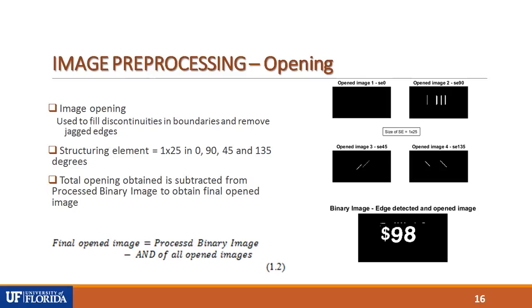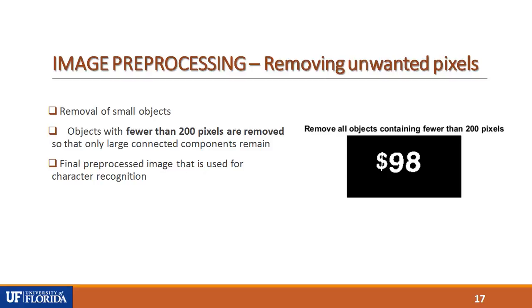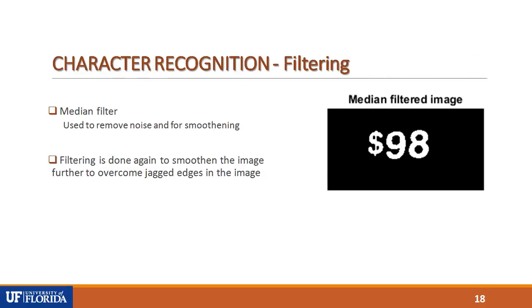It can be seen that the image contains unwanted components or pixel values that are not required, that will be eliminated in the next step. The next step in image pre-processing is removing unwanted components, so this is the removal of small objects. This is done using the criterion that all objects in the image with fewer than 200 pixels are removed, so that only the large connected components remain. This is the final pre-processed image that will be used for character recognition.